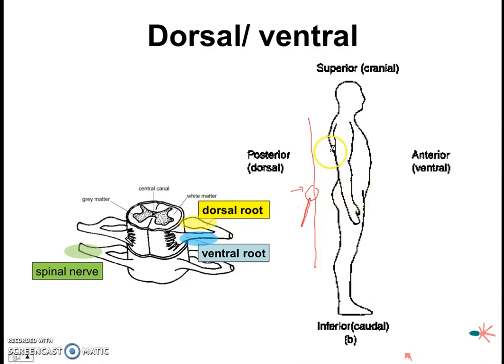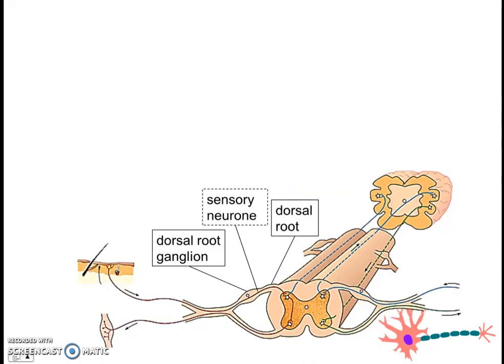Alright, so let's take a closer look at the spinal cord and the dorsal root and the ventral root. This is nothing new. Alright, here what we see is a receptor, right? So like your skin.